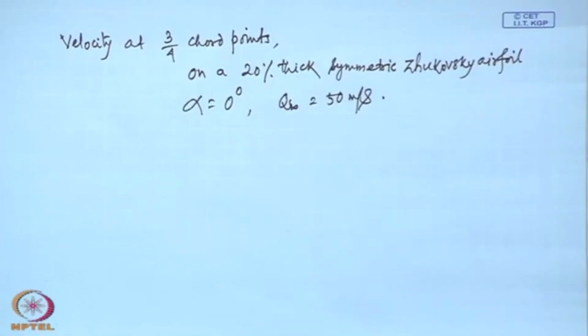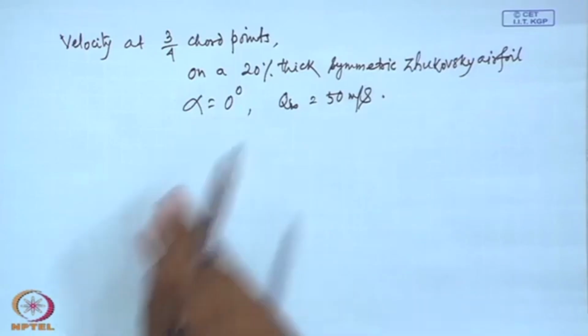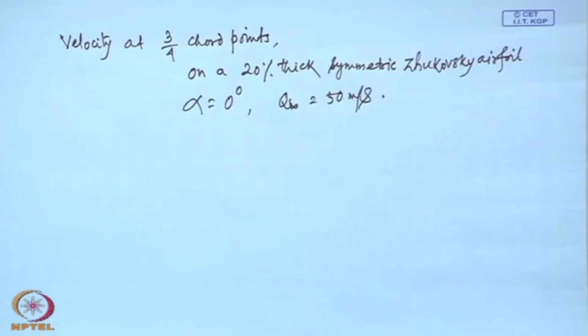See, there are two 3/4 chord points, one on the upper surface, one on the lower surface. However, in this case it is given a symmetric airfoil and the flow is also at 0 degree angle of attack. So, the upper surface and lower surface will be the same. So, locating only one is sufficient. So, where is the 3/4 chord point?